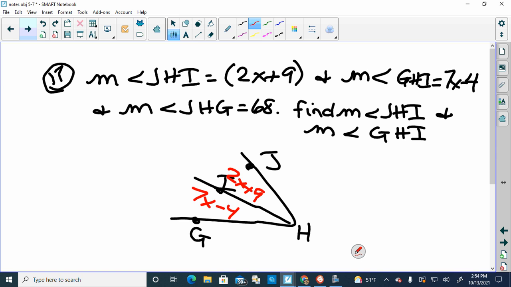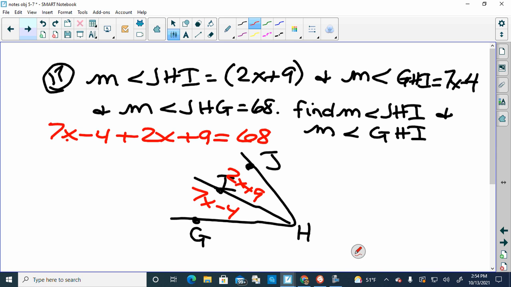So what do we do when we know the two small ones? Add them. Okay, so we're going to set up our equations. So 7x minus 4 plus 2x plus 9 equals the total, and they actually tell us the total, which is 68. Those are just like the segment ones that we just took a test on. Okay, so we got to solve for x. They didn't ask for x. Okay, but we got to solve for x.